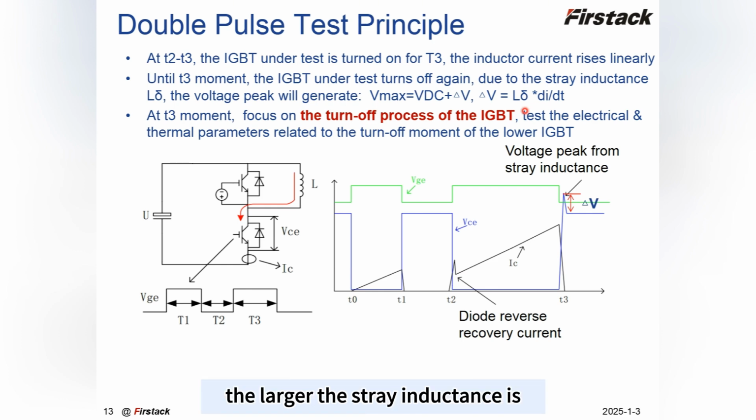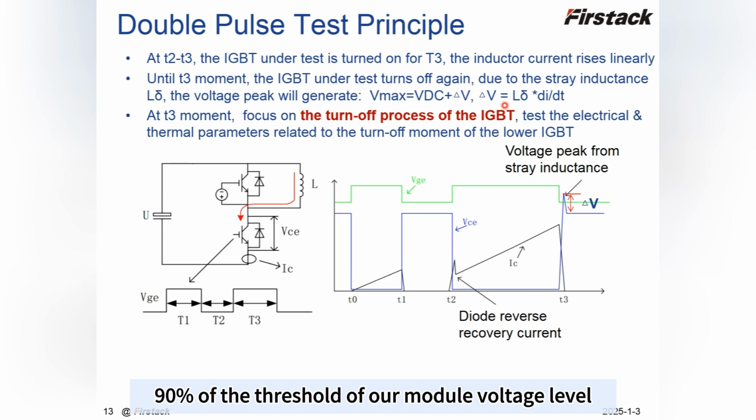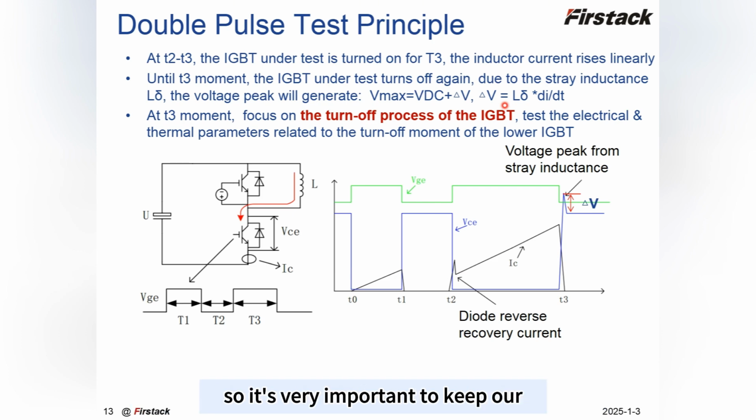The larger the stray inductance is and the greater the turn off current is, and the higher di/dt is, the higher the voltage peak is, and the greater the turn off over voltage risk of the module is. So normally this voltage peak cannot exceed 90% of the threshold of our module voltage level. So it's very important to keep our complete system operated in a safe operation area.